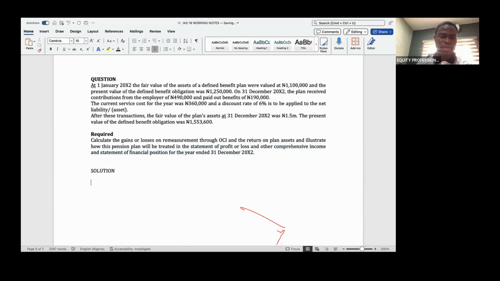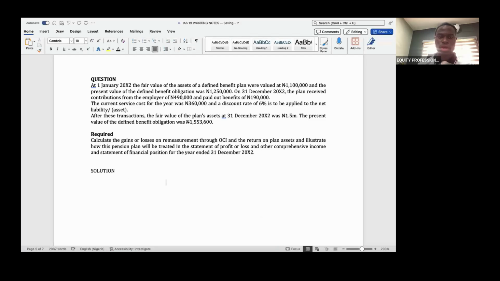So the first thing for us is that table I told you about, where you have plan assets and you have PV of DBO. You know what DBO is? Defined benefit obligation. And we have net. So we start with the balance brought forward.